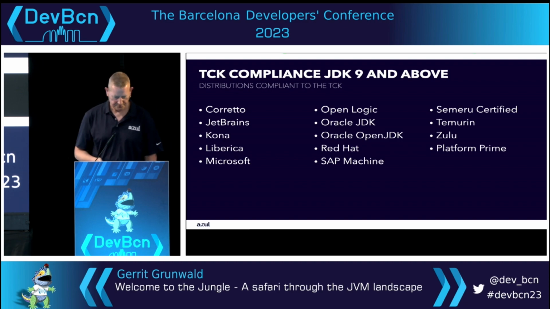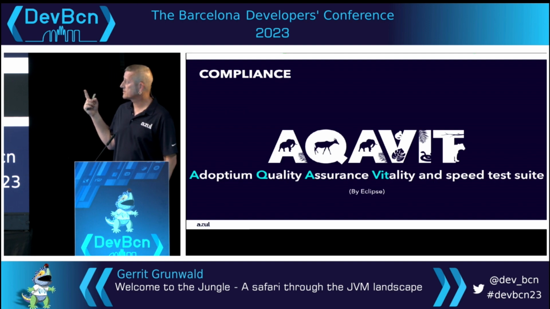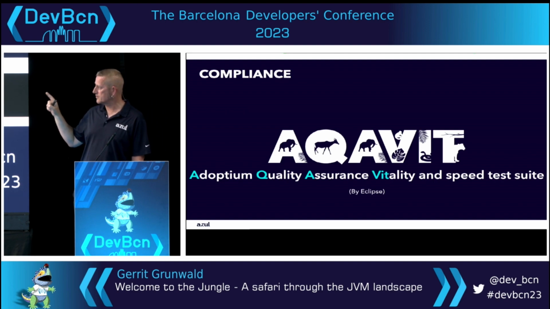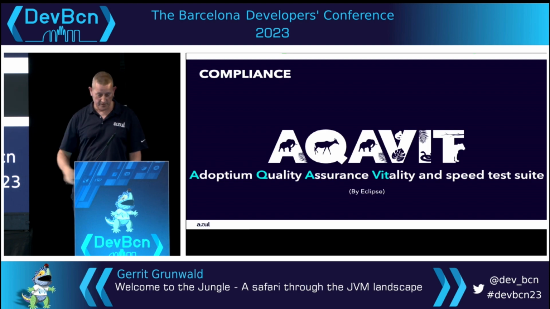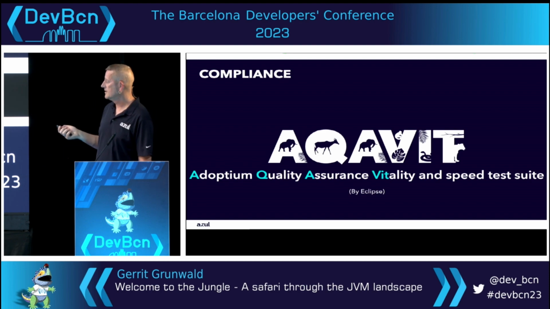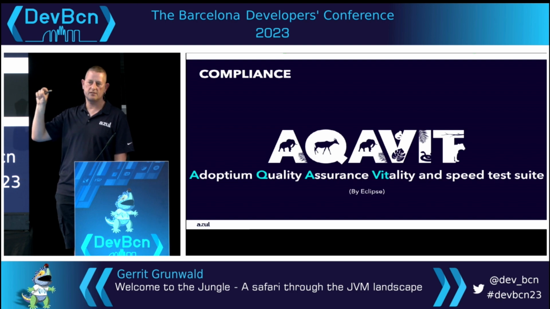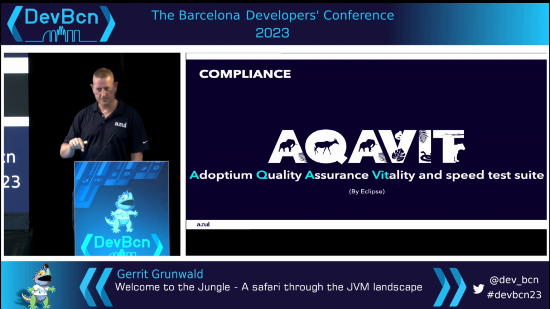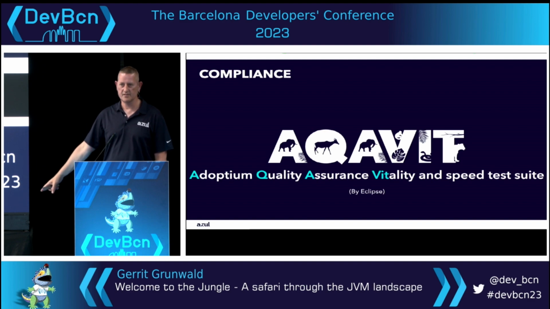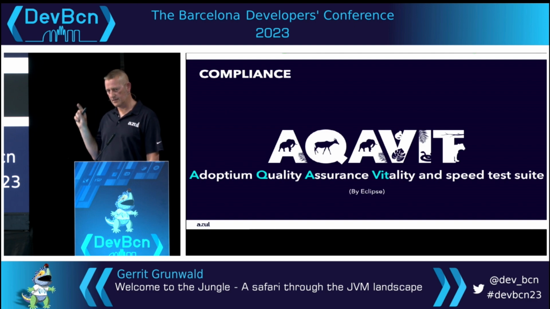No? Okay, cool. Then there is another one called AQAvit, which is the Adoptium Quality Assurance, Vitality, and Speed Test Suite. And this is by Eclipse. The story behind it is, Adopt OpenJDK was not TCK licensed. The reason for that was that it had OpenJDK in the name, and this name is trademarked by Oracle. And Oracle said, no, we won't give you the TCK, even if you pay for it, and you have to change the name. That's the reason why Adopt OpenJDK is dead, and we now have Temurin.